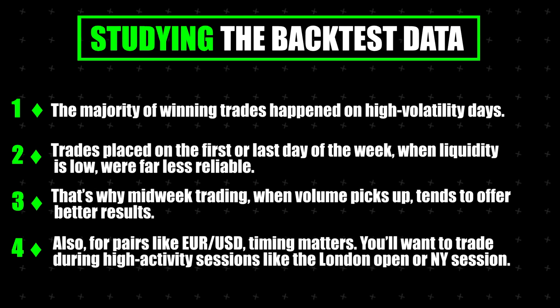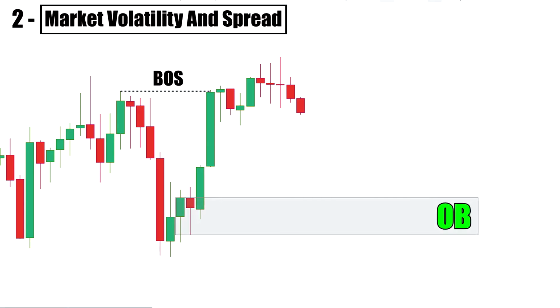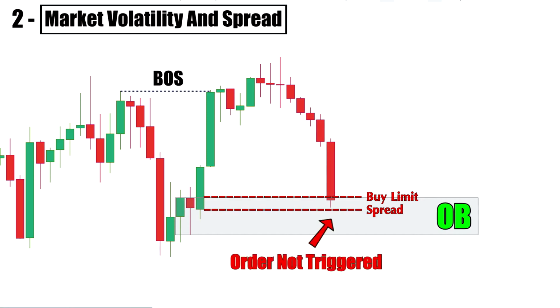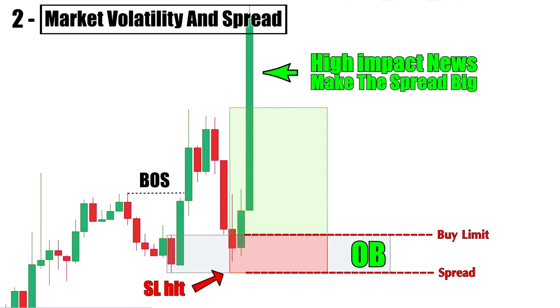Another crucial detail when trading order blocks, and one that's often overlooked, is how you handle the spread. Many times, price will react to an order block within a single pip, but if you're trading a pair with a wide spread, it can completely throw off your execution. You might miss out on what would have been a perfect entry, or even worse, your stop loss could get hit, even though the real price never touched it. So managing spread is not just a technical detail. It can actually make or break some of your trades.